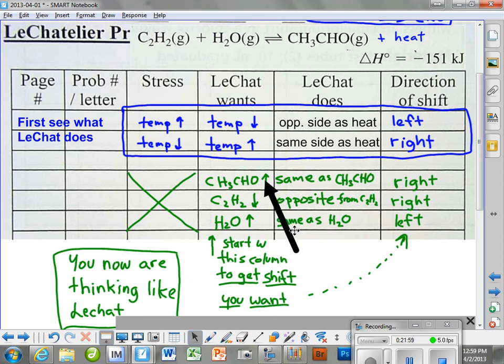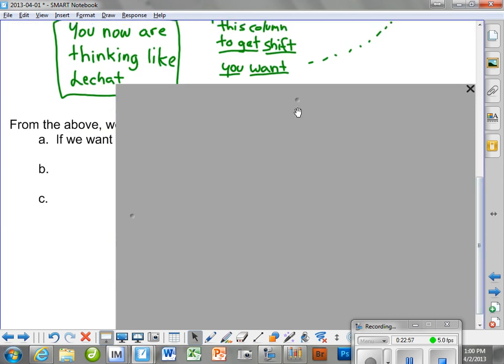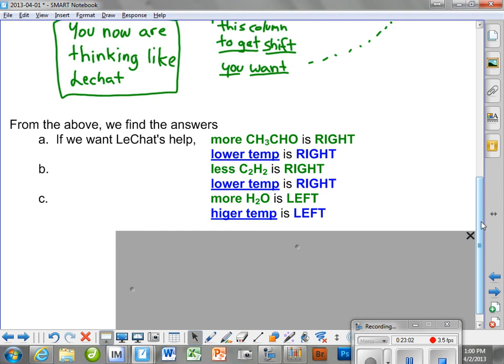Here's the last guy, the CH3CHO. We want LeChat to make this guy go up. And when LeChat thinks that he needs to rise, he's got to go to the same side that the stuff is on that he wants to increase. So this guy is on the right, and same on this line is right because our reference point is CH3CHO. Here we had a right shift because our reference point was this guy who's on the left, and we want to go opposite to the left side, which winds up giving us the same shift. So for both of these, a right shift will be caused by making a decrease in temperature as the stress. And we have just solved the problems. I have a little summary down below that you might want to look at. If you find this confusing, just forget it, but that's a summary of what we just did.